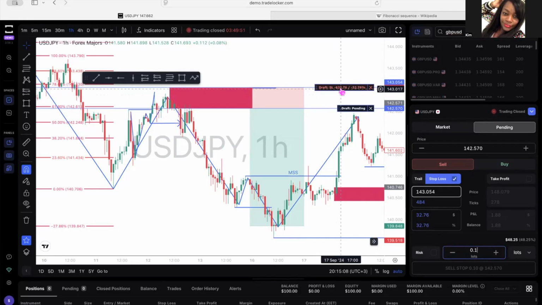Now, most of the time, because I like to scale, for every $100 I will trade $1. Once you get to 200, I will trade $2. Once we get to 300, we will trade $3. When we get to $400, we'll trade $4.